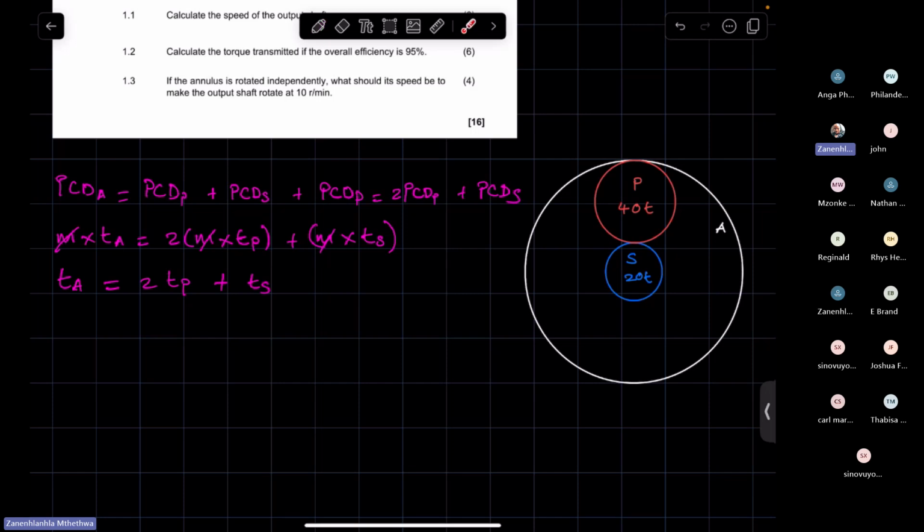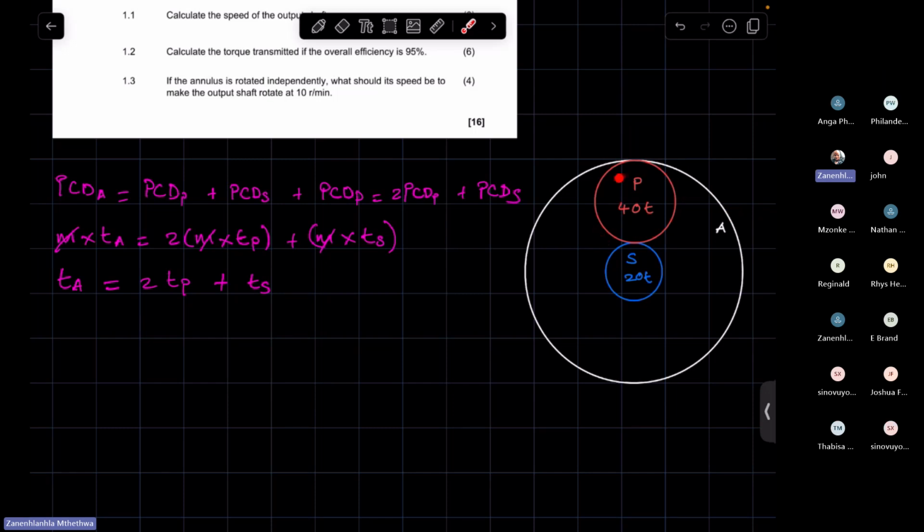So if you're missing the teeth of any one of these gears, you can simply use this formula to get them. For instance, if you're missing the number of teeth of the annulus, and you have the number of teeth of the planetary gear as well as the sun, you can simply use this to calculate the number of teeth of the annulus. Similarly, if you have the number of teeth of the annulus as well as the sun, but you're missing TP, again, you use this formula. Make TP the subject of the formula, and you get your number of teeth. Are we clear?